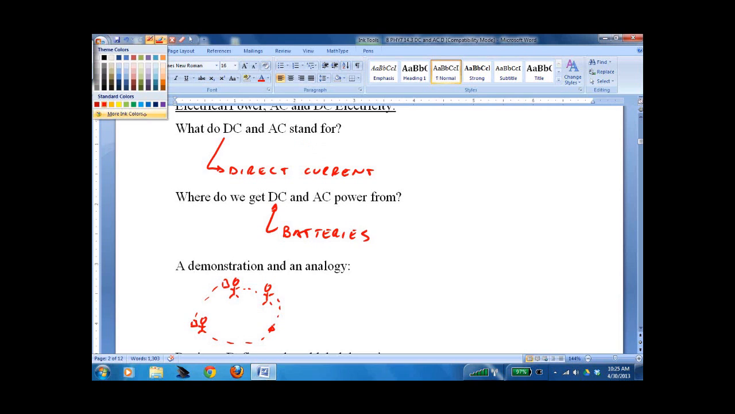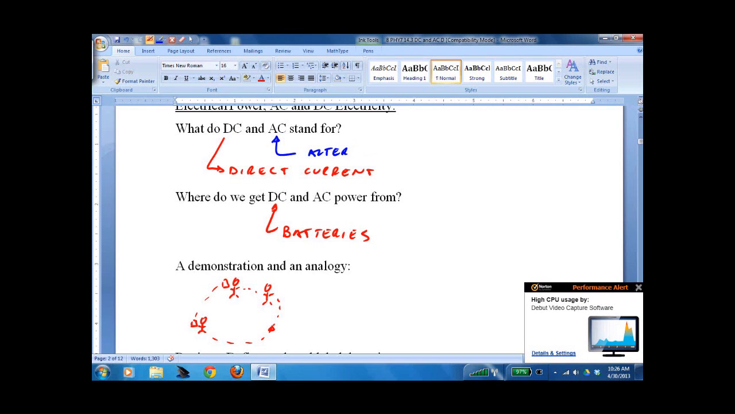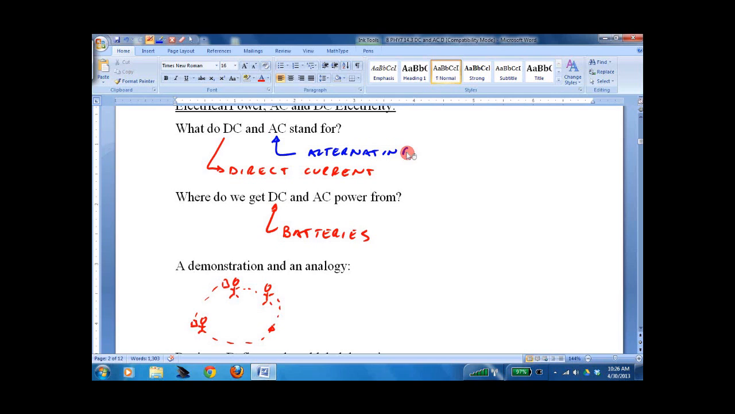AC stands for alternating current. And it comes from a power plant. It's got to be generated on a large scale. It can also be generated on a small scale with a motor. It comes from rotating magnets, which are usually done in a power plant. But again, you could do it in a motor.